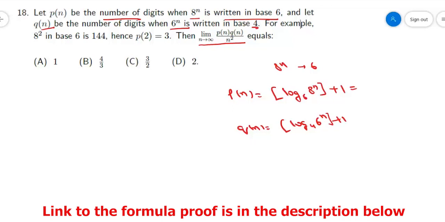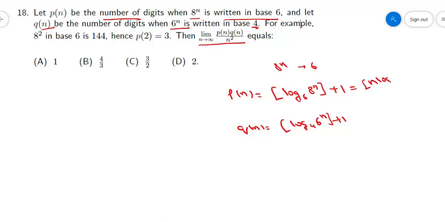So basically Pn is the greatest integer of n log 8 base 6 plus 1, and Qn is the greatest integer of n log 6 base 4 plus 1. Now we need to find this limit, which is limit n tends to infinity of Pn into Qn upon n square.